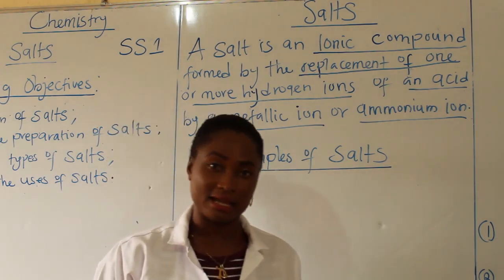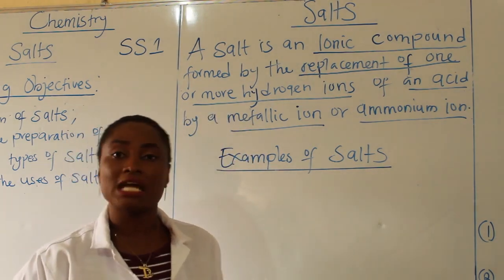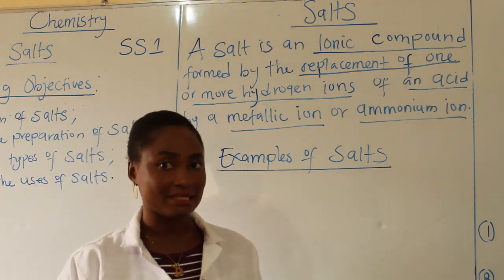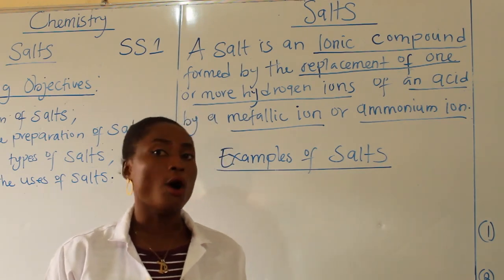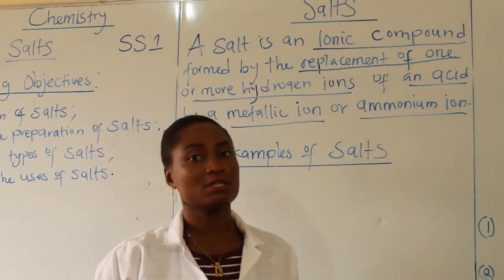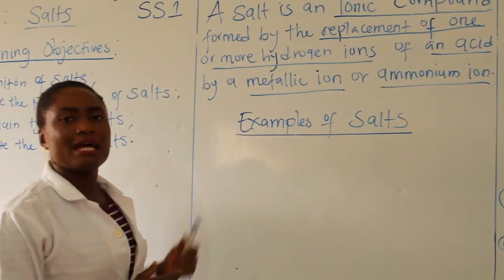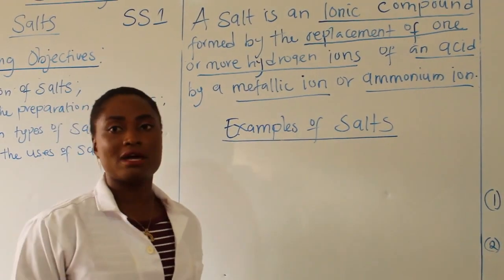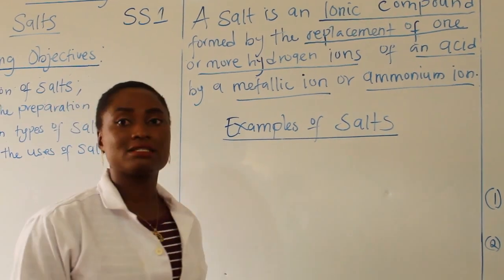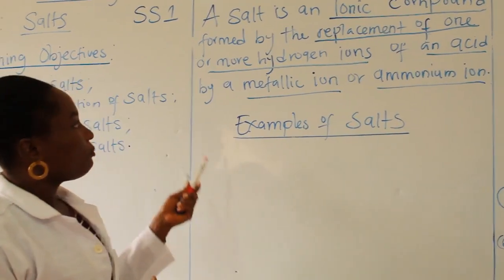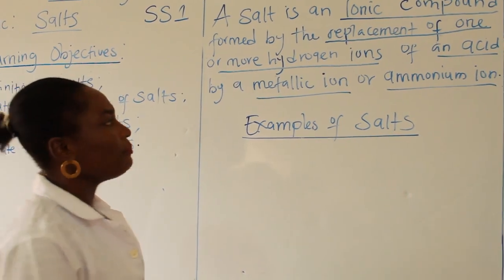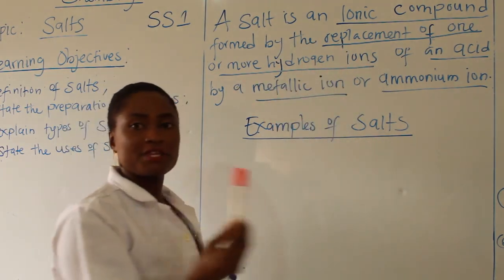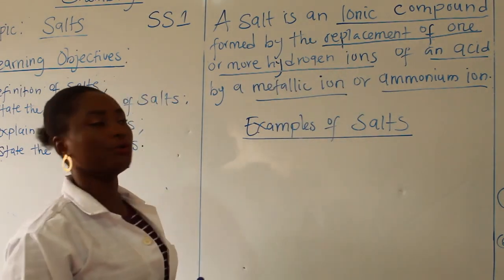Now, what this means is that a salt is actually formed from an acid. So you need to change the hydrogen ion in an acid by any metallic ion or ammonium ion, and then a salt is formed. So now let's look at examples of salt. I will be demonstrating how different salts are formed so that you can understand it better. From our definition, we stated that it is formed from an acid, by changing the hydrogen ion of the acid by a metallic ion or ammonium ion.